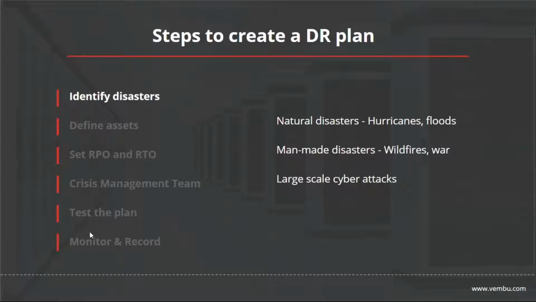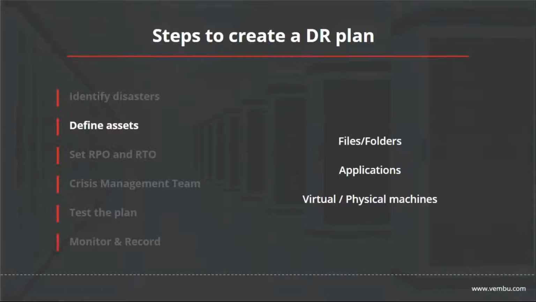Next you have the man-made disasters, which are much more and higher. It may be due to some war, hacking, or some lethargic attitudes of your persons. That may also cause man-made disasters, and large-scale cyber attacks. All of this comes under man-made disaster, something which is artificial. So these are the 2 types of disaster. Before choosing a plan, you have to identify what type of disaster may occur in your environment, and then you have the assets to be defined.